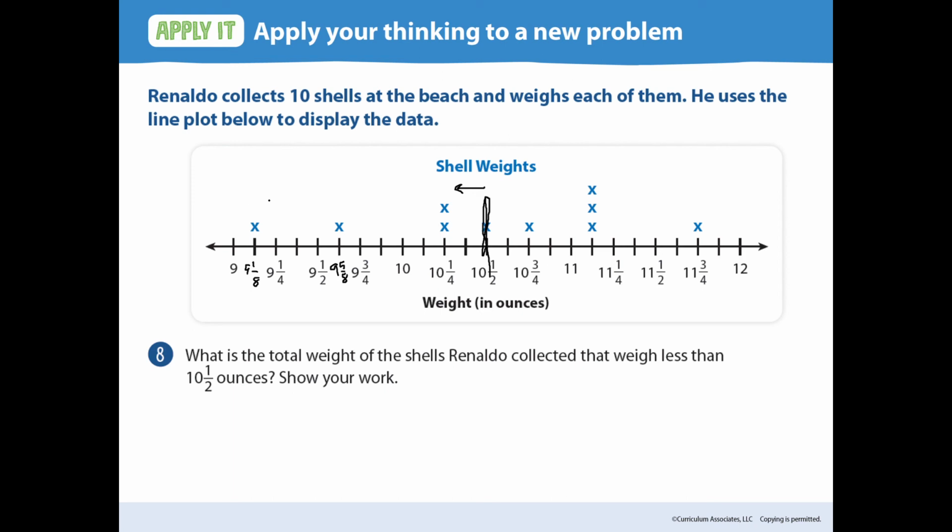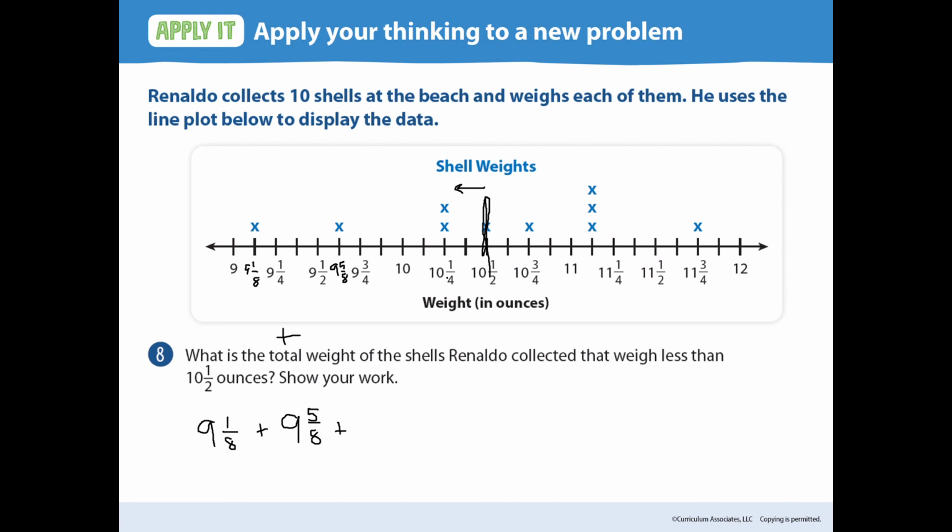Okay. So the first one that we have is 9 1/8. And then we want total weight. That tells us to add. The next one is 9 5/8. Okay. And then we have 2 of them on 10 1/4. We want to make sure that we list both of those.